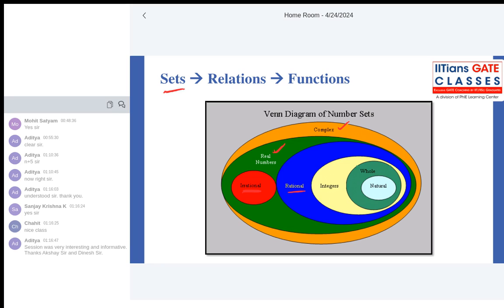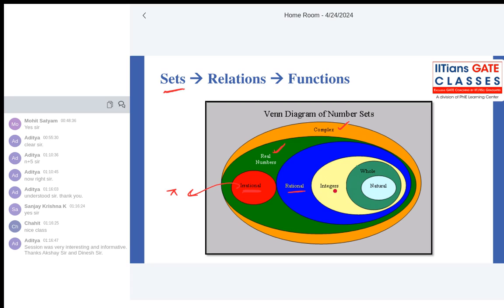So essentially, irrational numbers cannot be expressed as fractions. Sorry. Rational numbers are fractions, p by q, where q is not equal to 0, whereas irrational numbers cannot be expressed as fractions. Classic example is pi. You know that it is 22 by 7 and it goes till infinity. I mean, you can expand it up to whatever length of numbers you want.